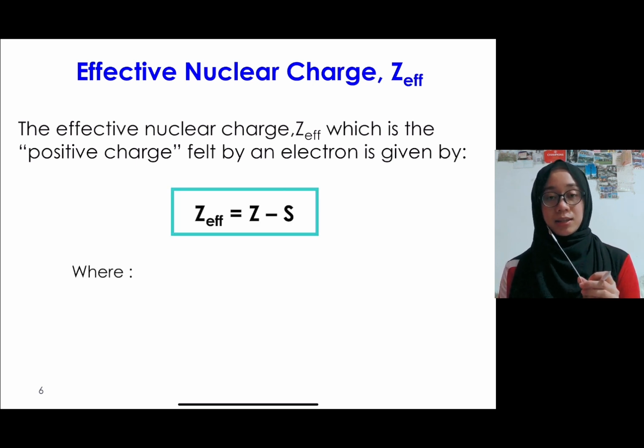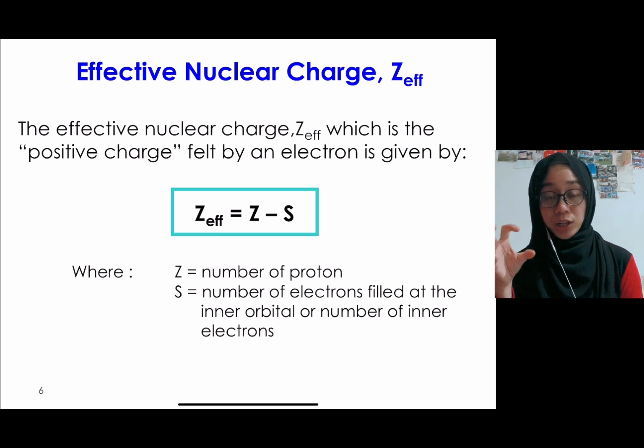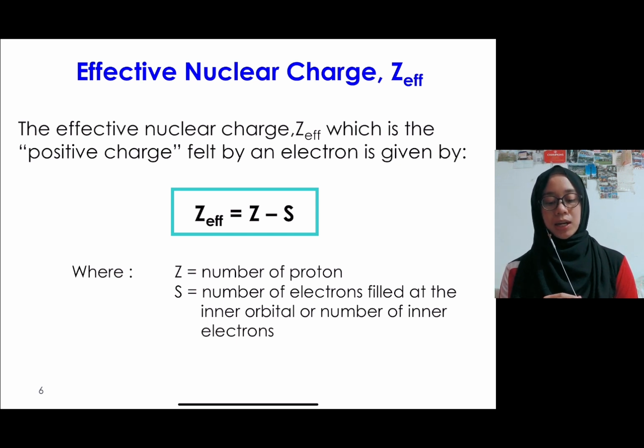Okay, so the effective nuclear charge, which is the positive charge felt by an electron, is given by ZEF equals Z minus S, where Z is the number of protons yang ada di dalam nukleus tersebut, and then S pula adalah number of electrons filled at the inner orbital, or number of inner electrons.